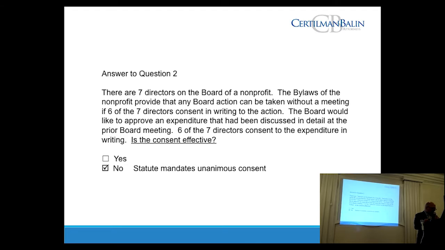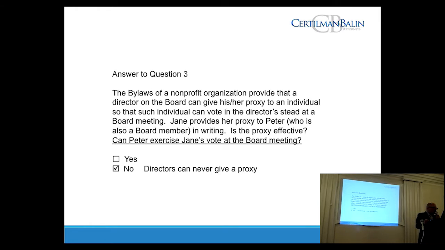And again, I had a client where the board was sued personally for expenditures that were approved by 6 of the 7 directors, consistent with the provision in the bylaw, but in fact, it was violative of the law. Okay, questions, anyone? Okay, question 3.